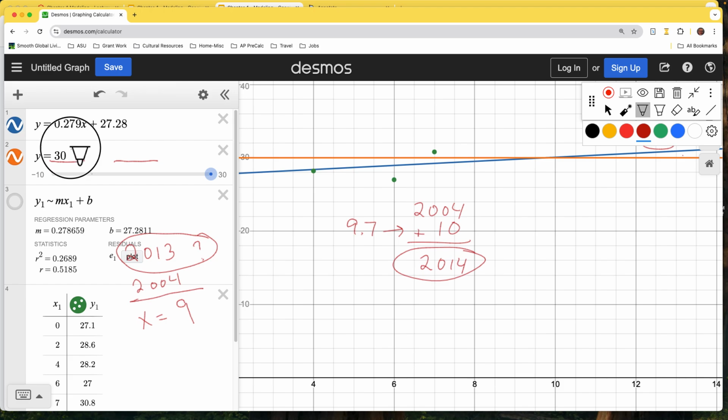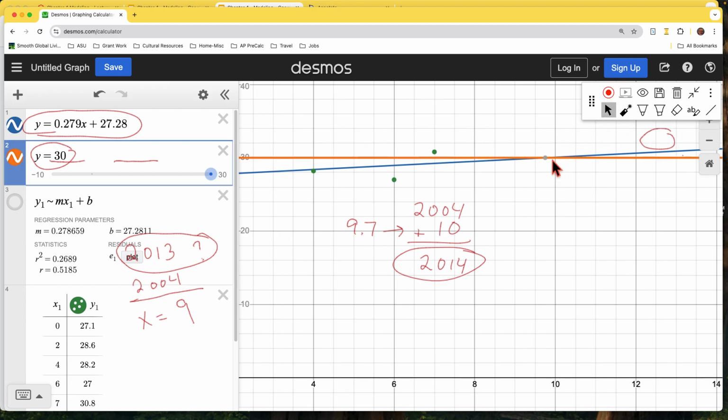We are connecting y equals 30, or the line y equals 30, with the regression line that we came up with. And again, visually, all we have to do is find where those two things cross. For us, you just go where those lines are and start clicking, and Desmos shows you that exact answer.